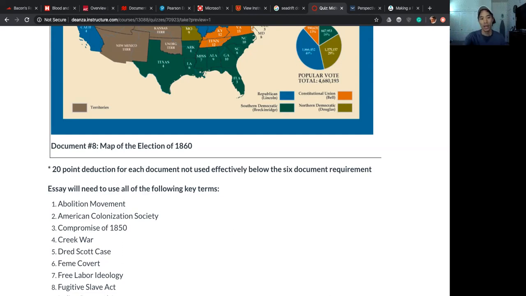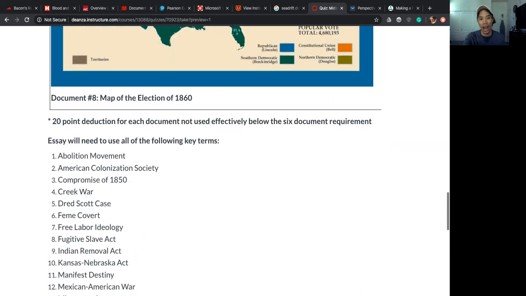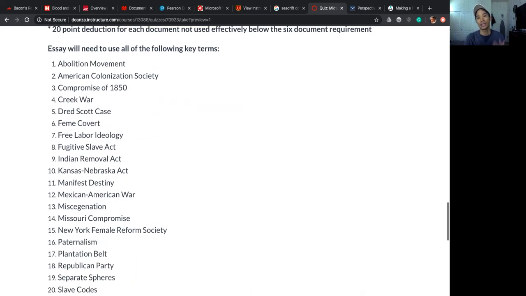Okay? The key terms, yes, for every key term that you do not use, it's a minus 3 points. And it's a combined, right? So again, if you don't use a document, and let's say you don't use 5 key terms, okay? 5 times 3, that's 15 points. 1 document you don't use, that's 20 points. Add it all up, that's 35 points you're gonna lose.